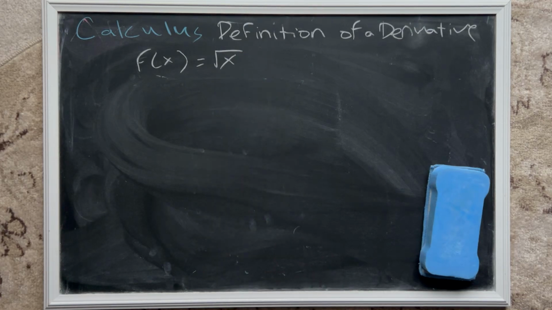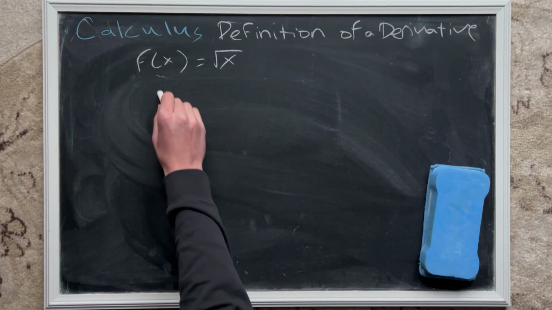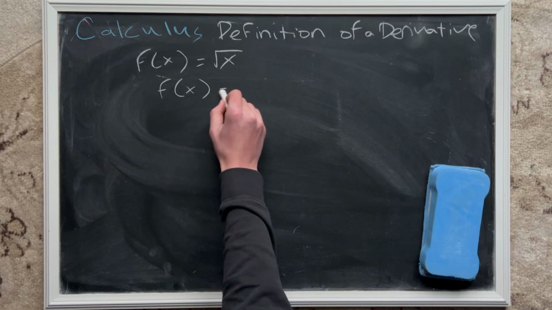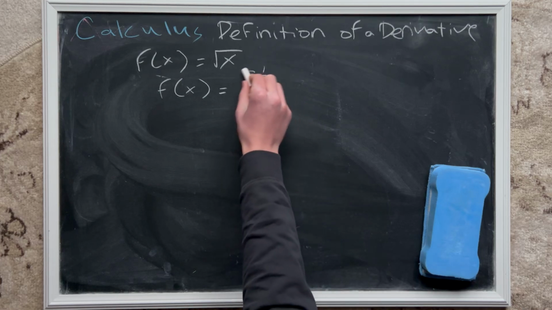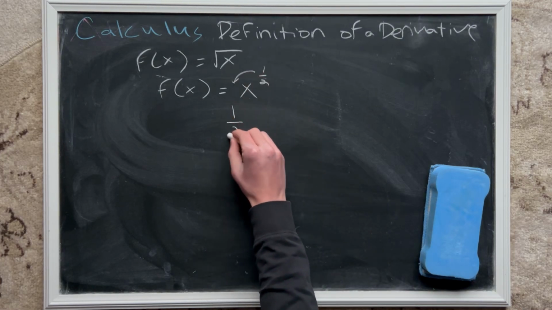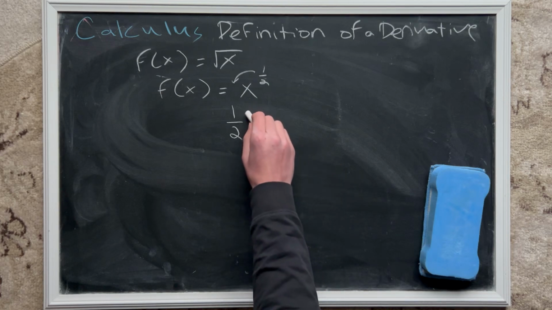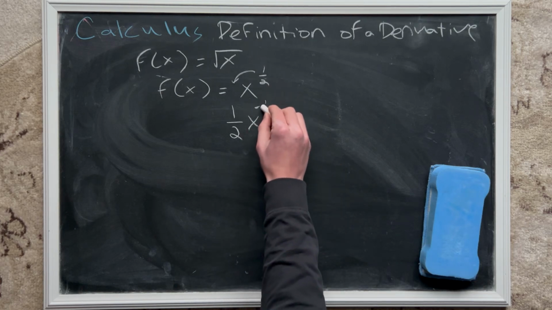Alright, next we have f of x equals the square root of x. Now this one may look tricky at first, you may not know how to approach it, but we just must remember our exponent properties and exponents and radicals. So this is actually equal to x to the 1/2. And this, we can apply the exact same rule. We're going to bring the 1/2 down as a coefficient, and then we're going to subtract 1 from the exponent, so we have negative 1/2.